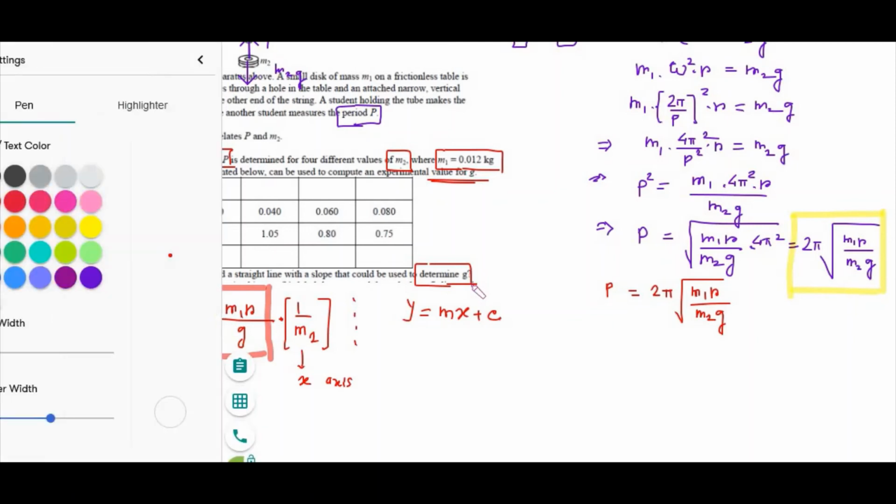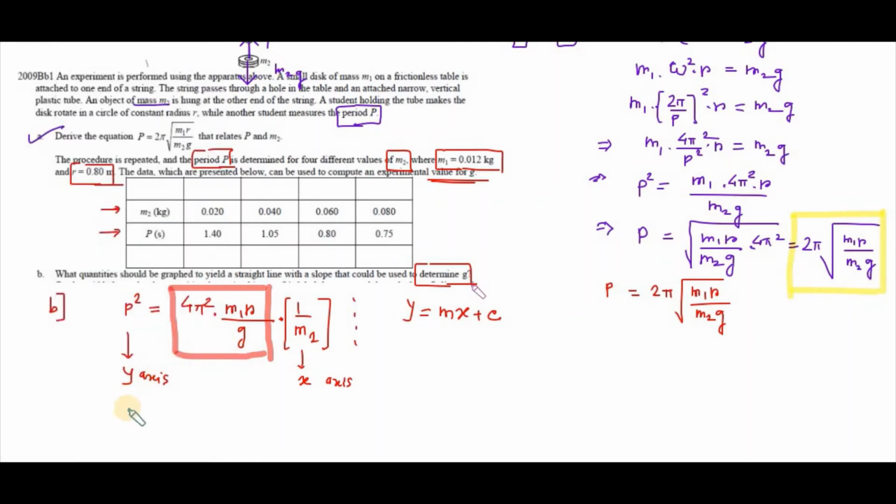So the equation becomes P square equal to y, and this one is representing the slope m, and 1 by m2 is representing the x-axis value. So here the equivalent term is y equal to P square and x equal to 1 upon m2. The slope or the gradient of the equation, that we can represent by small m, is equal to 4 pi square m1 r upon g. So that's the slope equation.